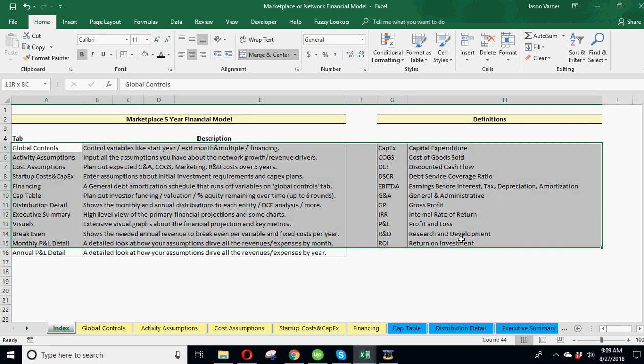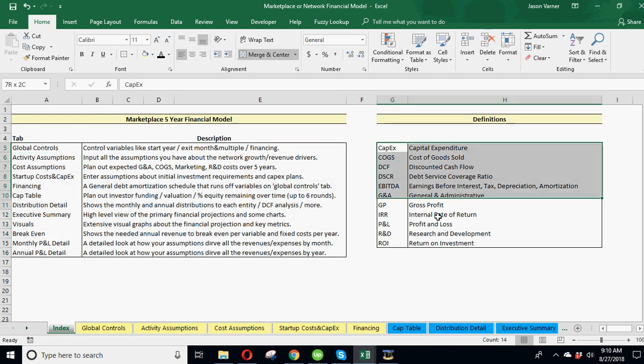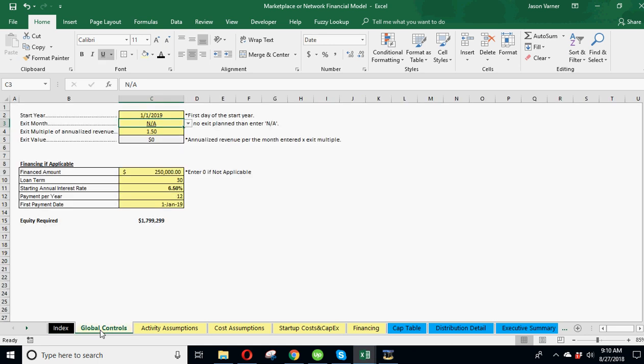So let's dive in. I'm going to go through each tab and explain how it works. So first tab here is the index. This is just a tab that explains what all the other tabs are about. So you can see each tab name, description, and then definitions. Then we've got the global controls.